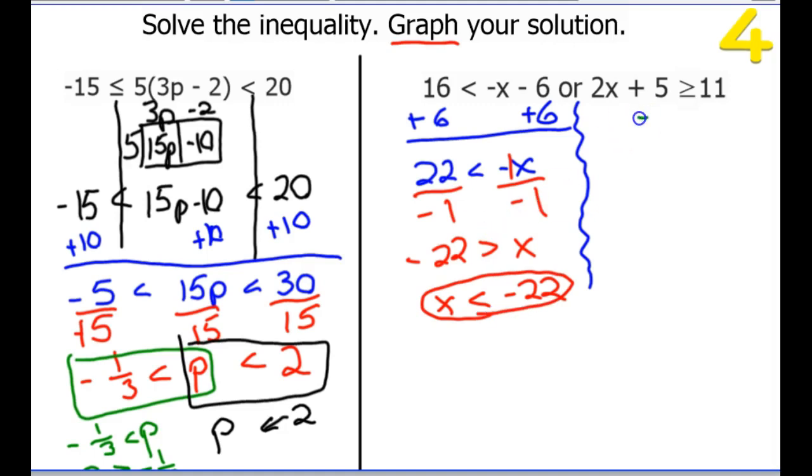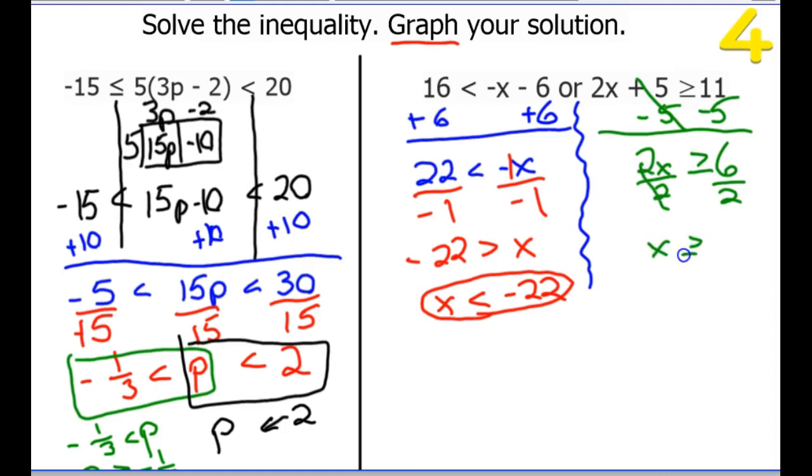Our next problem, we need to subtract 5 right away. So we get 11 minus 5, which is 6. And 2x is what's left. So now we divide by 2 to get x by itself. And we get x is greater than or equal to 6 divided by 2, which is 3.